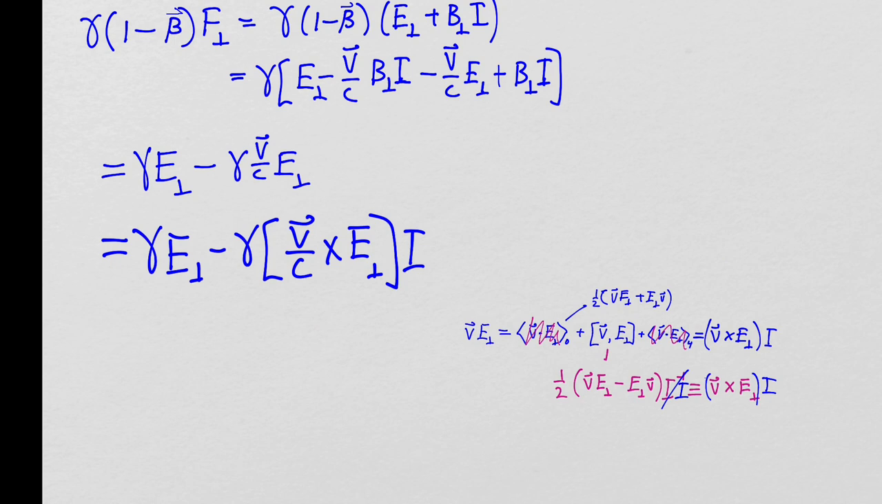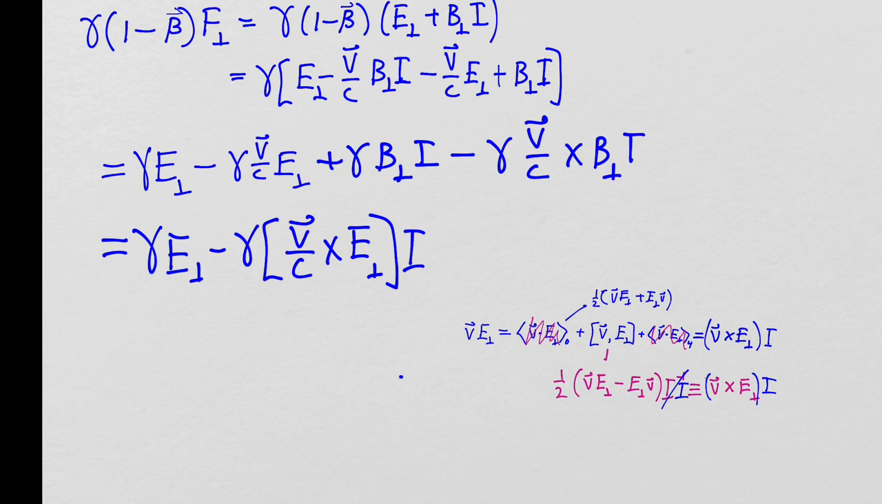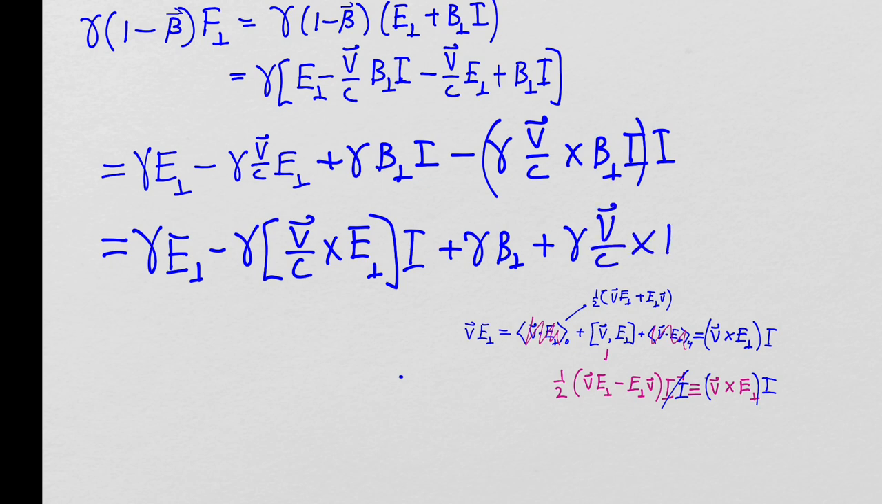Okay, and then we have to deal with the magnetic terms, but they're just the same. It's going to be plus the scaled part of B perpendicular times I minus gamma, and then you'll have the same thing. It'll be minus gamma V over C cross B perpendicular times I. You're going to have this structure. I'm actually putting this all on the same line, so let me do this again. Gamma B perpendicular minus, and then this I times I is minus 1, so you're going to get a plus gamma V vector over C cross B perpendicular. I feel like I'm missing an I somewhere. There should be 2 I's.